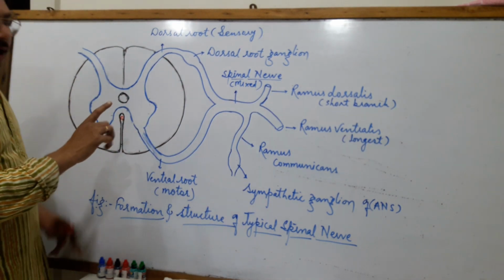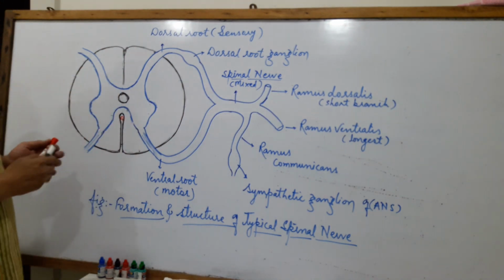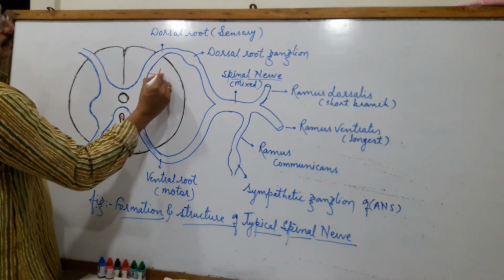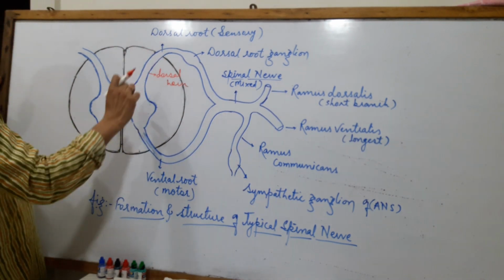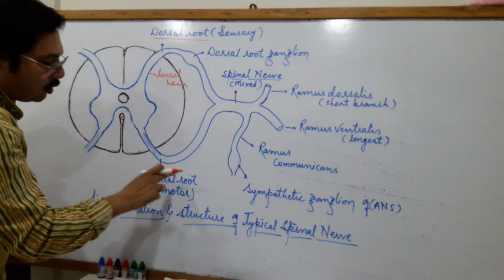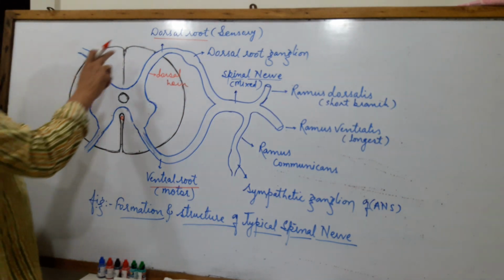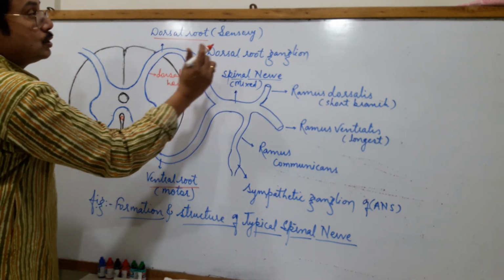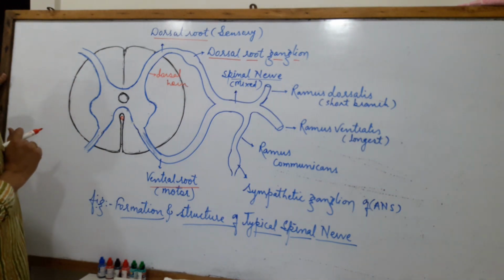So here, how is such a typical spinal nerve formed? Now see here, the dorsal horn of the gray matter comes out as a dorsal root, while the ventral horn of the gray matter comes out as a ventral root. And these roots come out on either side, out of which the dorsal root shows a small swelling in the middle called the dorsal root ganglion.